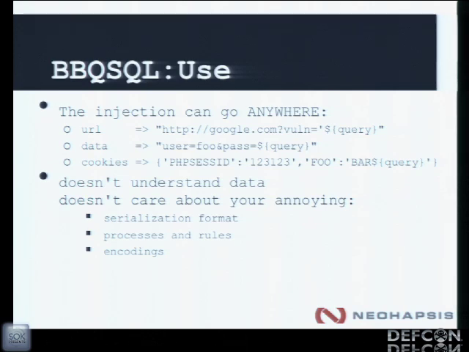But yeah, the benefit of making you specify where the vulnerability is, is that the tool doesn't have to understand your data. You can be doing some totally bizarre serialization format, anything you want. The tool doesn't care. The tool just wants to know what your request looks like and where it needs to inject. So if there are serialization formats, or weird processes that you have to go through to make the request work, it doesn't care about that. Encodings, it doesn't care.